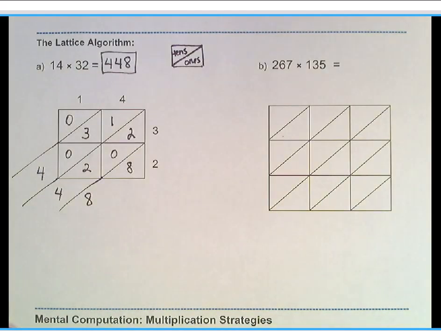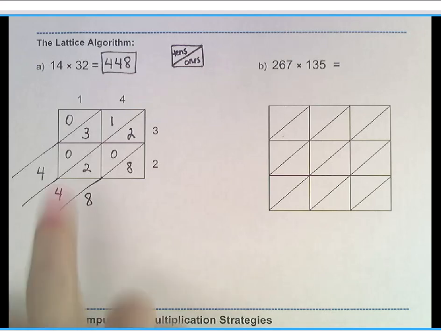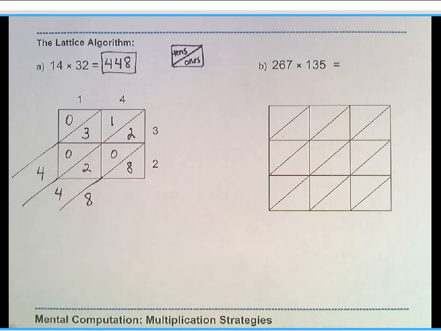Have you ever seen this? Probably not. Will you ever teach this? I don't know. Maybe. You might. Again, we're giving you lots of options to have in your tool bag. So if you have a student that absolutely cannot do the standard algorithm, this might be the way that they can overcome multiplication. And it works for any number of digits times any number of digits.